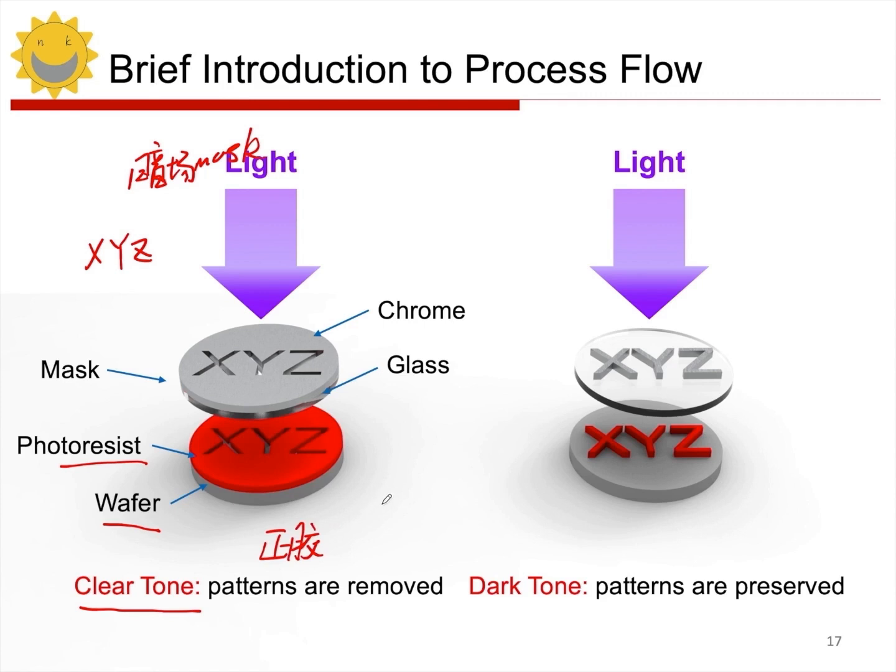A bright field mask means that most of the mask has no metal barriers, and only the locations with patterns have metal barriers, which can block the light. So we can see that we defined the positions of patterns X, Y, and Z, and only those positions have metal barriers to block the light.